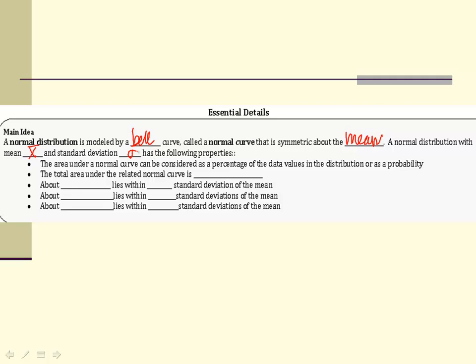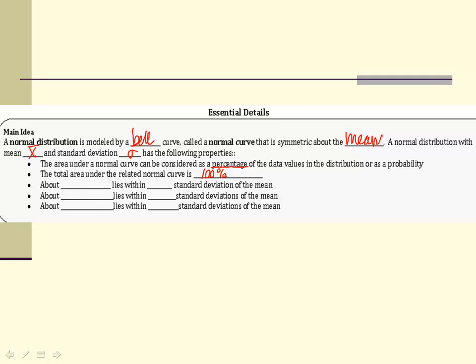The first idea is that the area under the curve is considered the percentage of the data, and we're talking about percent of data. The total area under the curve makes up 100%. And that's important because when we look at this curve, we're talking about 100% of the data.